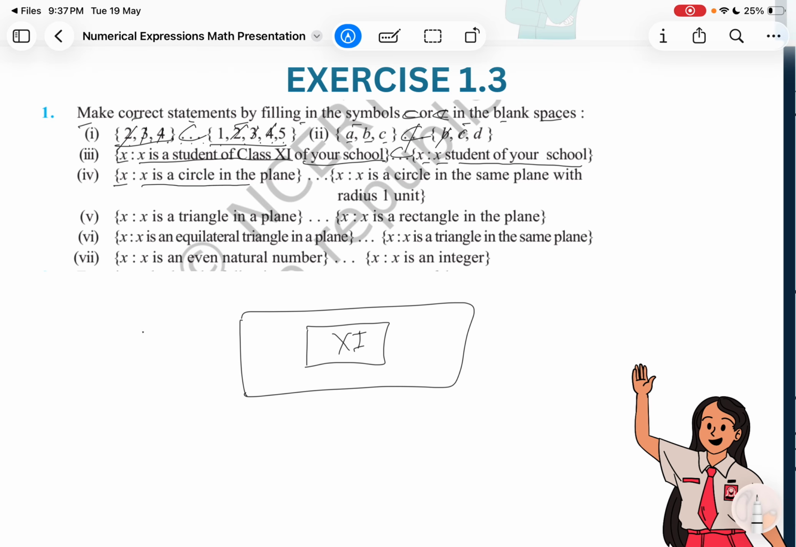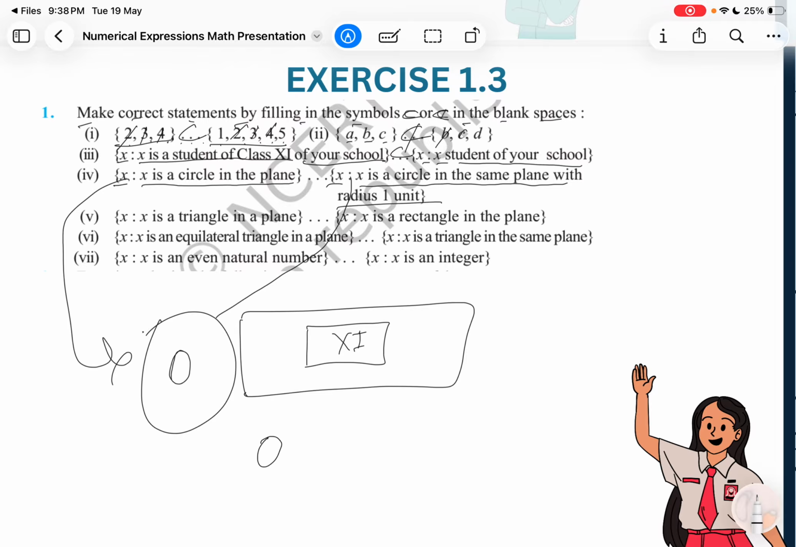Now X is a circle on the same plane, and X is a circle in the same plane with radius of 1. So this represents a circle, and this represents a circle with a 1 unit radius. So from this small, how can we take a subset of this big? So this is not a subset. Okay, so this exercise is very easy. I hope you will do it on your own.